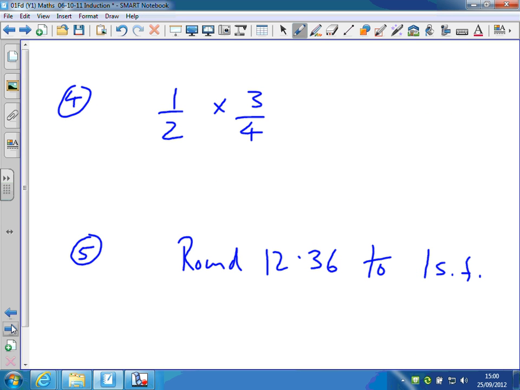Half times 3/4. 3/8. Right, okay. Now, what do we do? 3 times 1 is 3. 2 times 4 is 8. When you multiply fractions, you just multiply top and multiply bottom. 3/8.